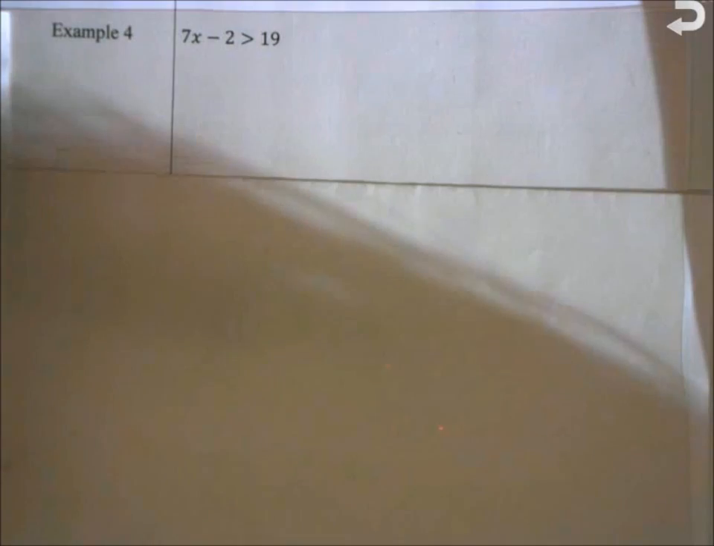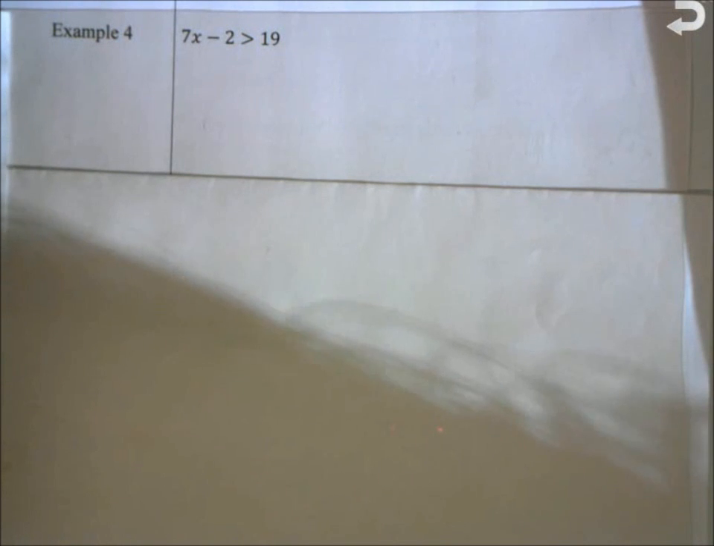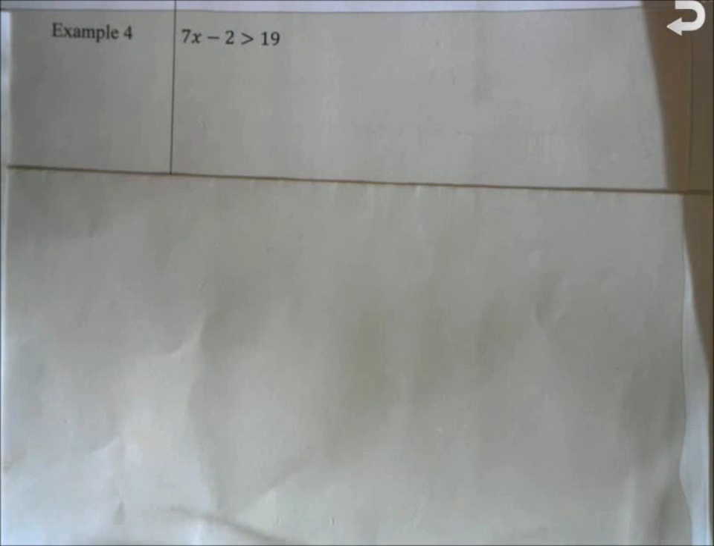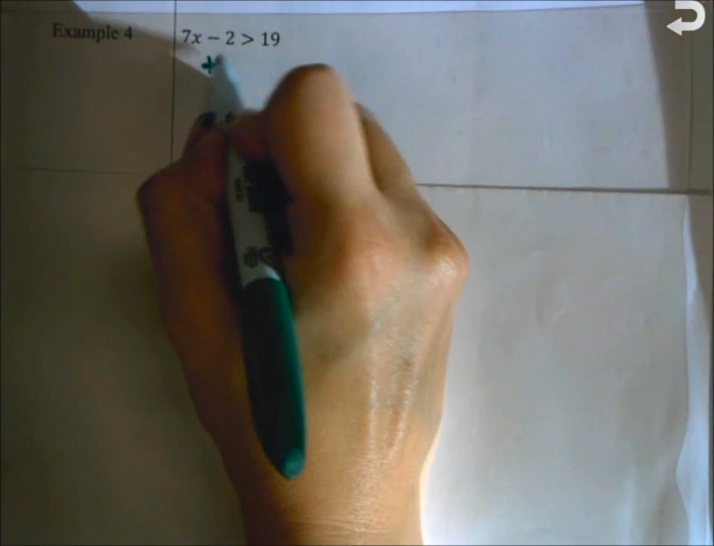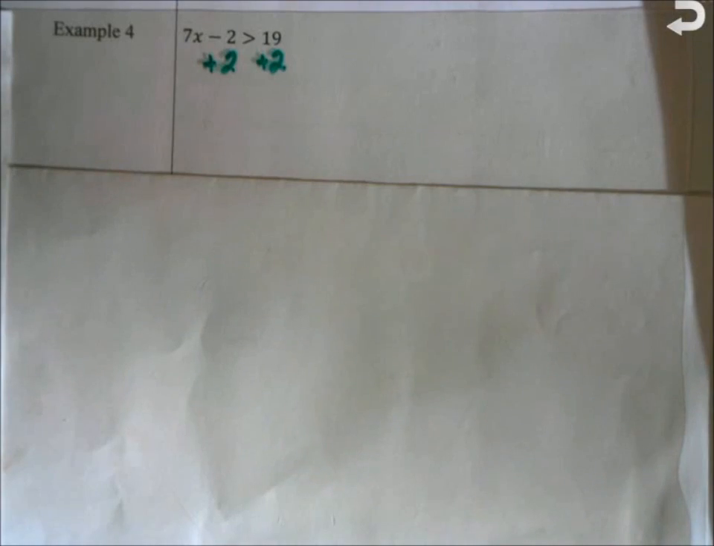Your first step is to add 2. Exactly. I add 2 to both sides. Why do I add 2? Why don't I subtract 2? Because we need to do the opposite. And on the left-hand side here, it's a minus 2. So everyone, what is negative 2 plus 2? 0. That's what we want.